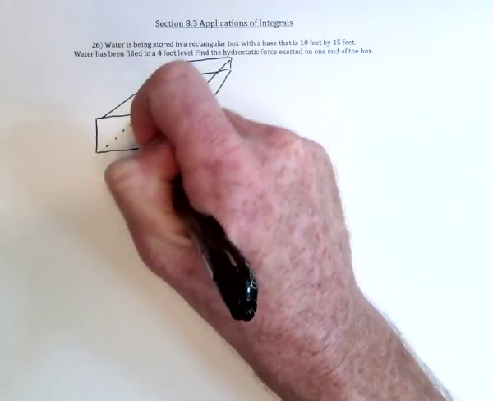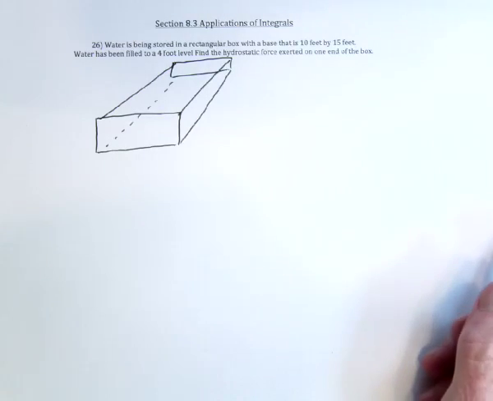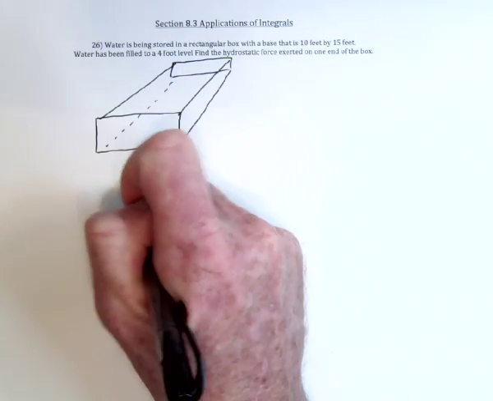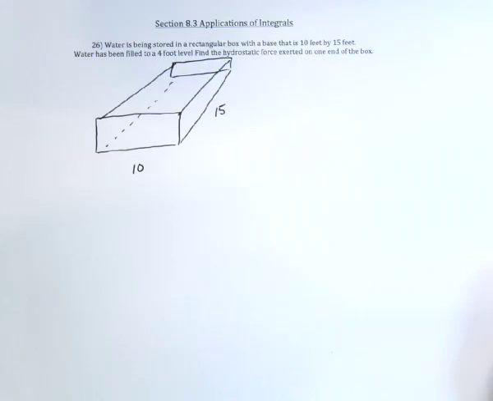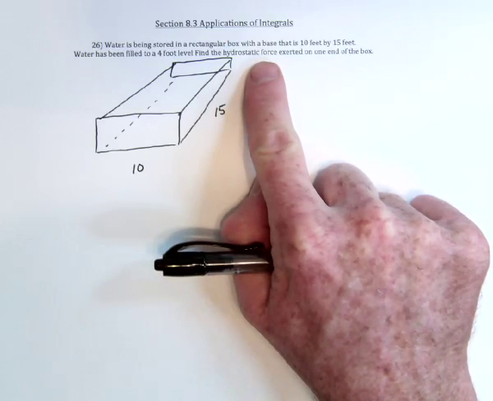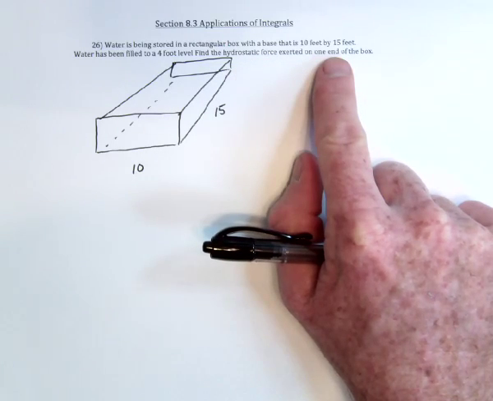Beautiful 3D perspective. So this is the 10 feet, this is the 15 feet, and that box is full of 4 feet of water. Find the hydrostatic force exerted on one end of the box.